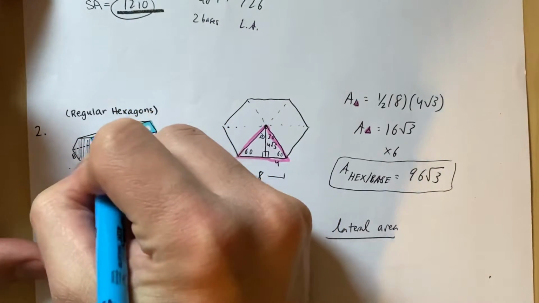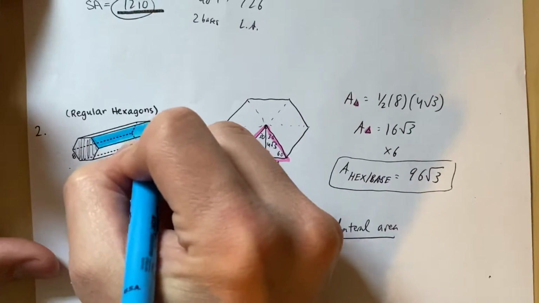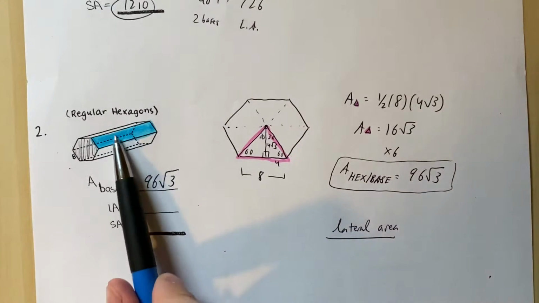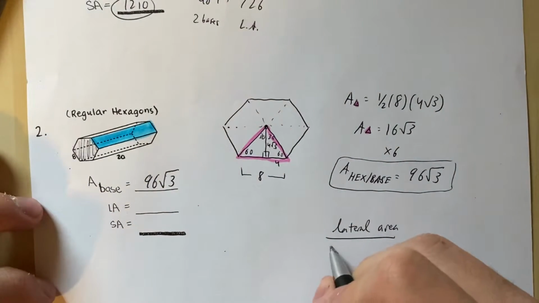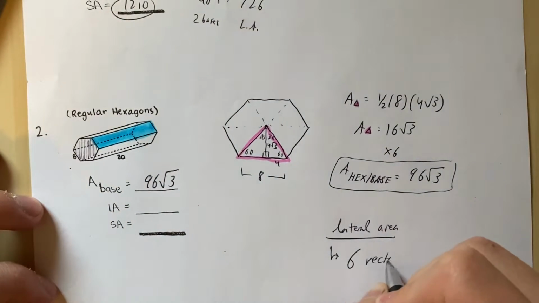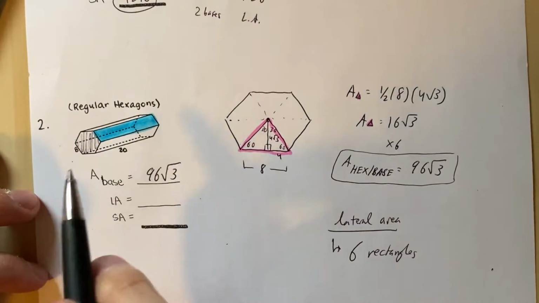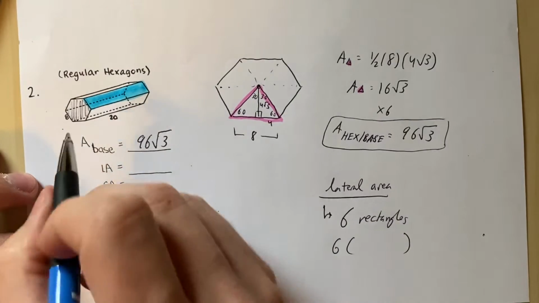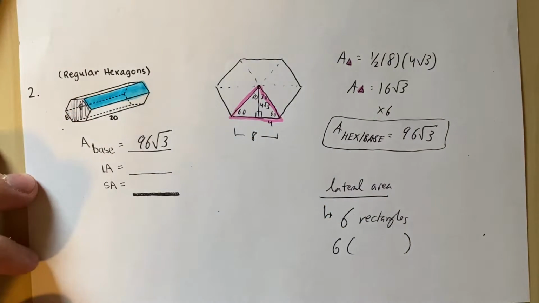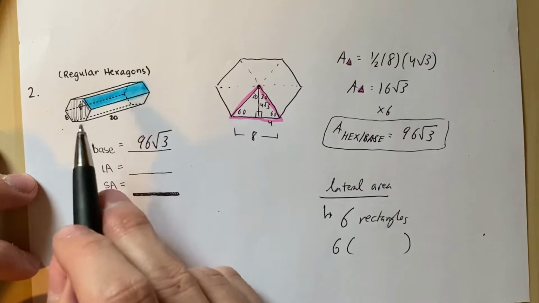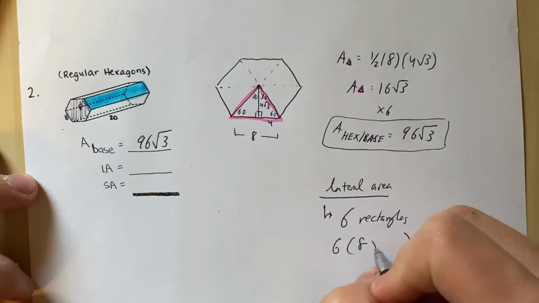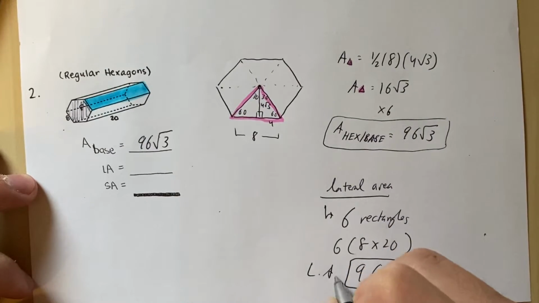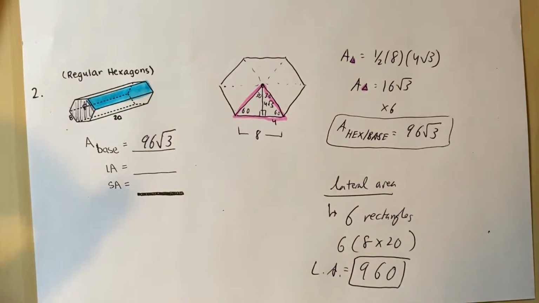So look what you have. You have this rectangle around every side. So if we have a hexagon, there's 6 of these rectangles. Okay? So letter O, there are 6 rectangles going all around. So we have 6, and each rectangle is 8 by 20. Look, because every little piece is 8, every long side is 20. So 8 by 20s, that's 960 for the lateral area. Beautiful.